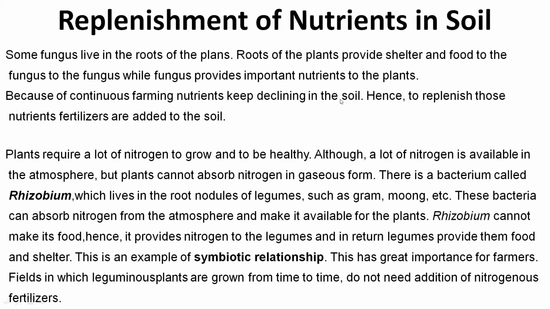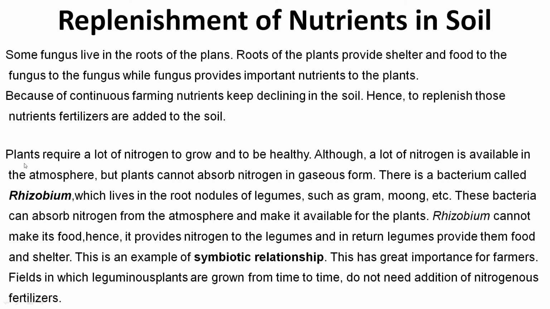See, because of continuous farming, nutrients keep declining in the soil. If in a particular soil, the farming goes on continuously, then in that soil, the nutrients keep on declining. So, hence, to replenish those nutrients, fertilizers are added to the soil. So, you know that farmers add nitrogenous fertilizers to the soil for the healthy growth of the plants. But if those legume plants can be farmed, then it is not required.